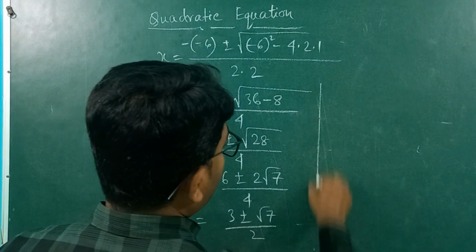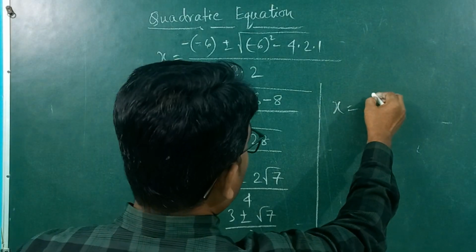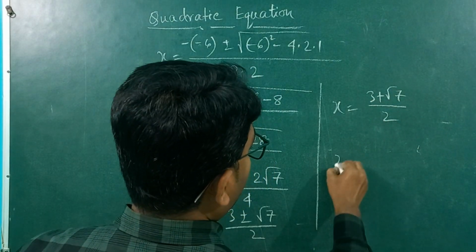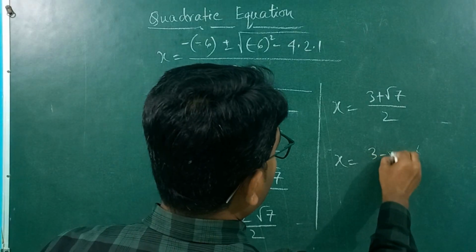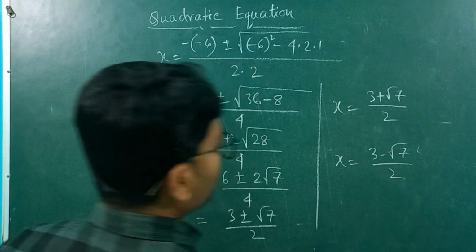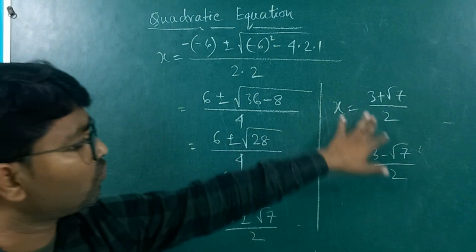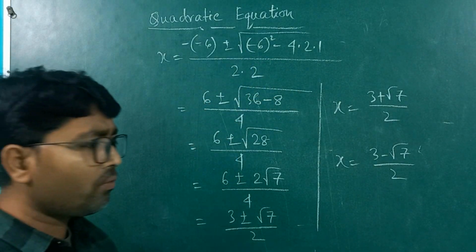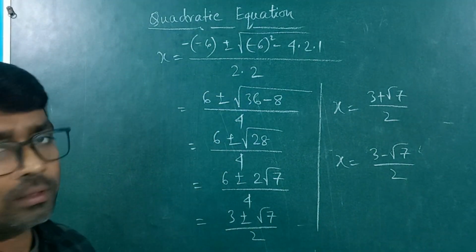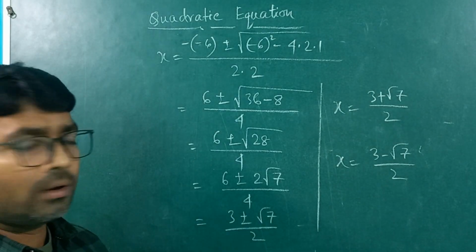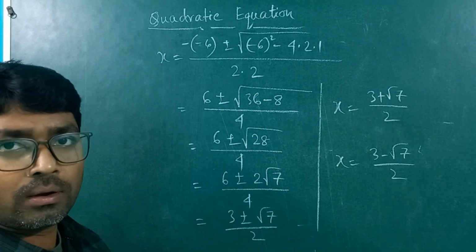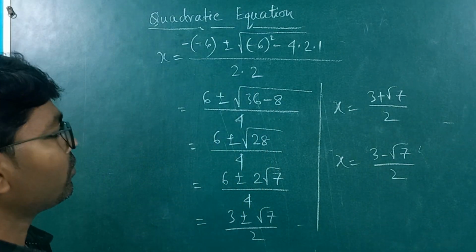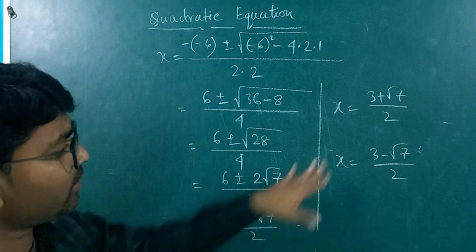So here you will get two solutions: x equal to 3 plus root 7 by 2, and another is x equal to 3 minus root 7 by 2. These are the two roots of this equation. So if you can't factorize the quadratic equation, you will use Sridhar Acharya formula, minus b plus minus root over b square minus 4ac by 2a, then you will get the solution.